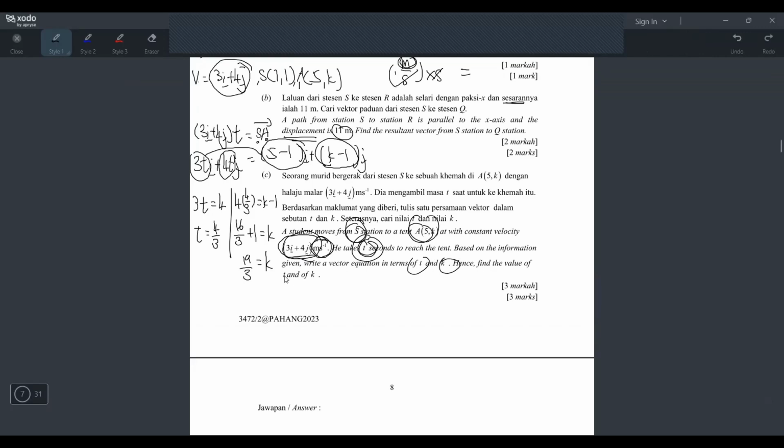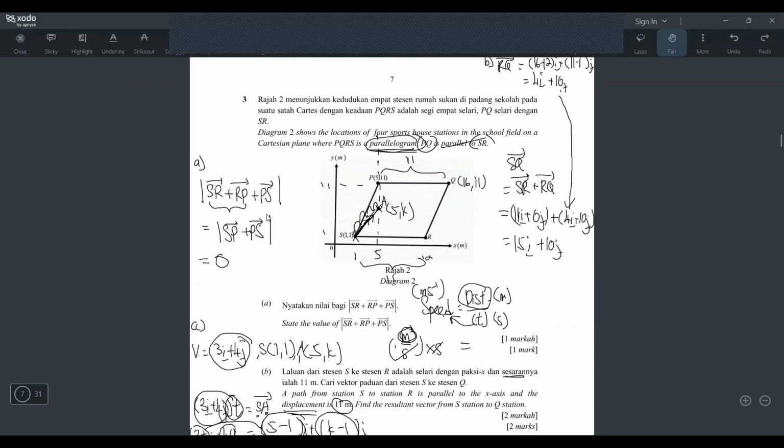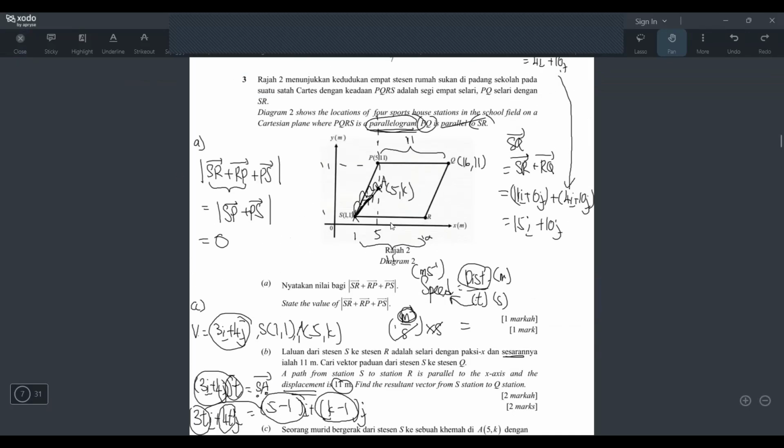So how to do this? Same as just now, right? You take the speed. Look at my working. See, I take the speed 3i plus 4j, I multiply with the time, which is t, equals the distance SA, and for SA I take the A coordinate minus the S coordinate, and after that I compare the coefficients, right? So yes, it's very similar. If you want the explanation for this question, you can look at my last video. This is the Pahang paper, right?